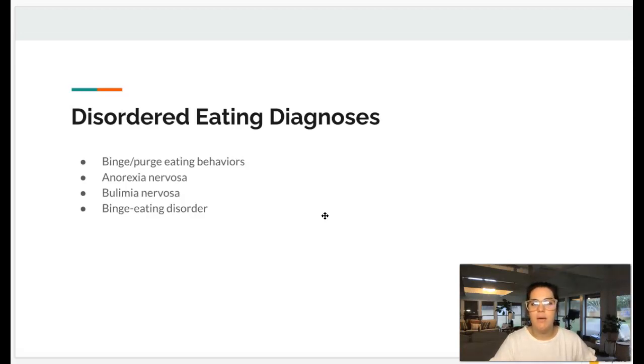Anorexia would be primarily a low energy consumption. This doesn't mean that they're just very specific about the foods that they consume. There's actually another type of eating disorder or a diagnosis that is more of the orthorexia type. But anorexia would primarily look at total energy reduction. Bulimia nervosa is more of vomiting after meals.